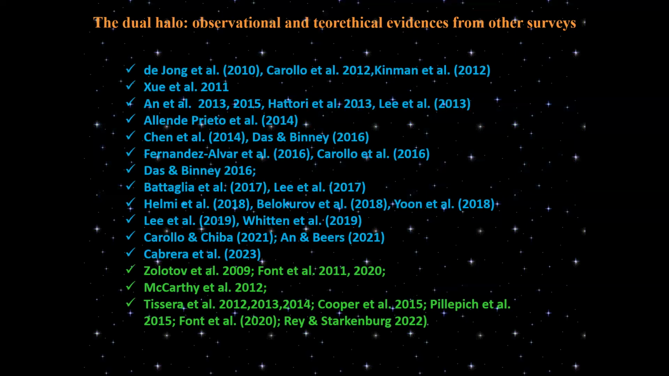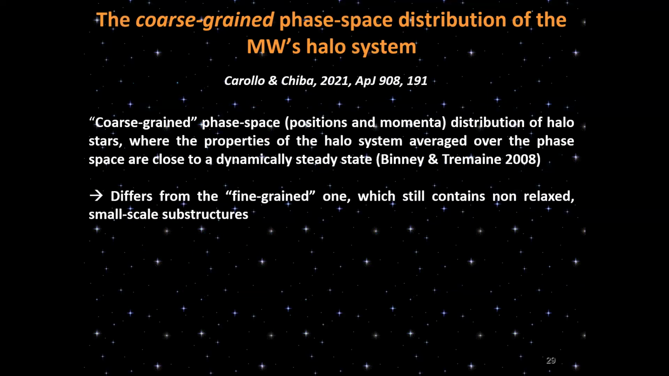Now, talking about coarse-grained, before that, these are the observational works that confirmed the duality of the galactic halo, highlighted in blue, and in green, the theoretical works. Now, in 2021, in collaboration with Masashi Chiba in Japan, we performed the so-called coarse-grained phase-space analysis, where the properties of the halo system are averaged over the phase space.